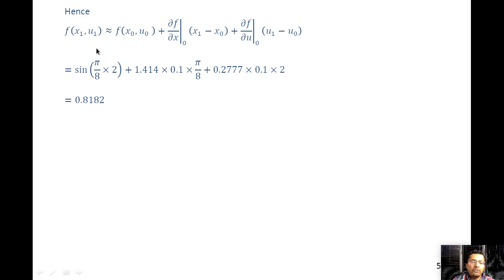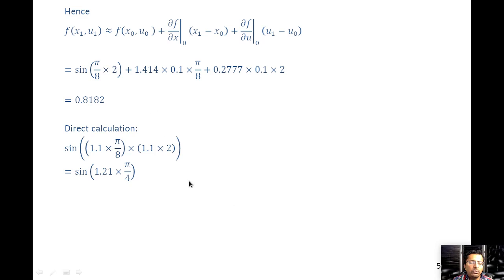But let's see what happens if we substitute in the direct value of 1.1 times pi over 8 times 1.1 times 2. So for the direct calculation, if I substitute in, this comes to 0.8136. So there's still some error, but it's fairly close, so our approximation works.